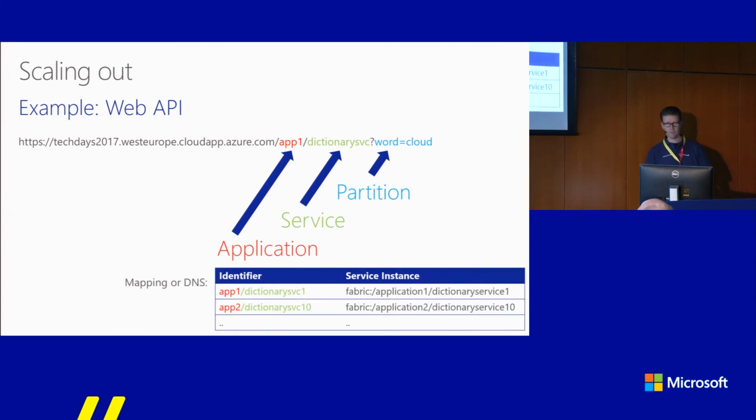In this case, the librarian would probably not use a hashing algorithm, but it would look up a word in some kind of mapping table. For instance, you can have a table that says, if you're looking for app1 service dictionary service 1, you should be directing your calls to fabric/application1/dictionaryservice1. Fortunately, recently a DNS service was also added to Service Fabric, and making clever use of the naming rules for your URL, you can just directly translate those URL segments to DNS calls: app1.service1. In that case, you don't have to keep a mapping table.